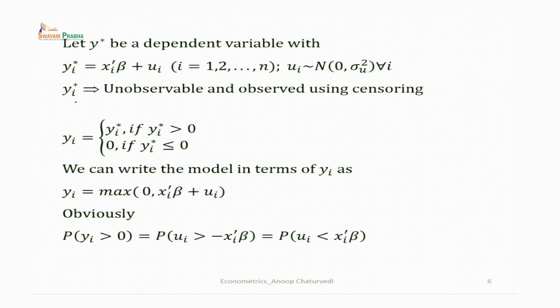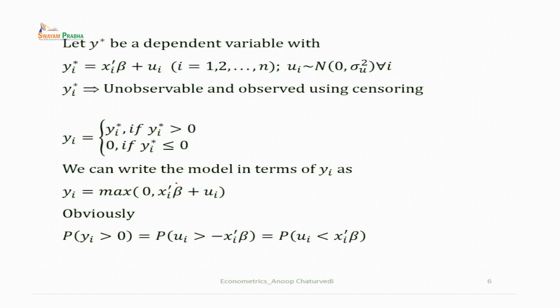Then yi star is unobservable and observed using censoring. Say, for example, yi star is the desire of a person to own a car, then you can't measure desire. So, what we do is, if the person does not own the car, then we write desire equal to 0. And if the person owns a car, then we observe the price of the car, and then your desire to own a car is equal to the price of the car. So, yi equal to yi star if yi star is greater than 0, and yi is equal to 0 if yi star is less than or equal to 0.